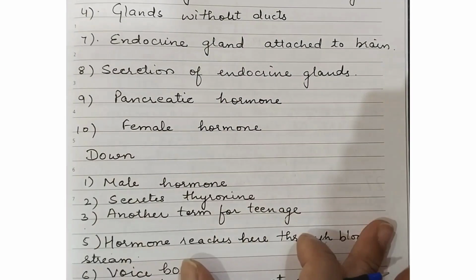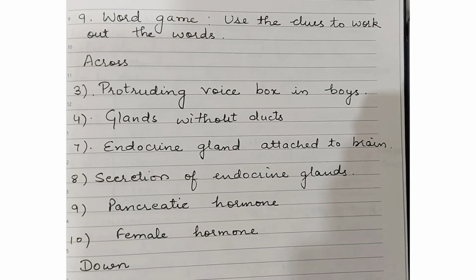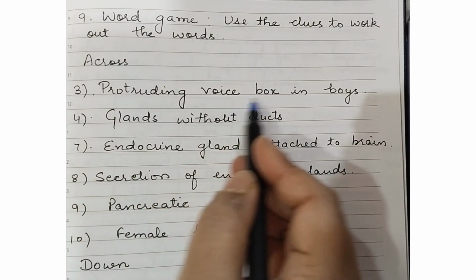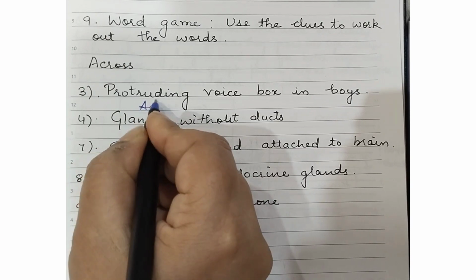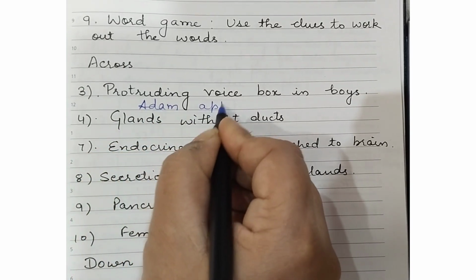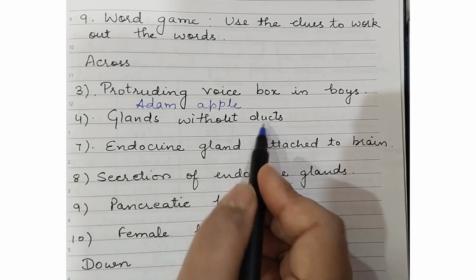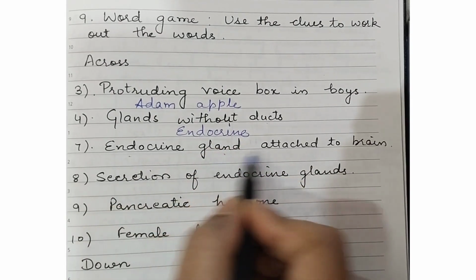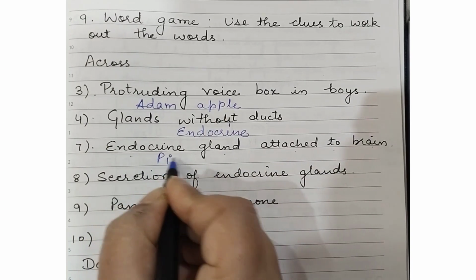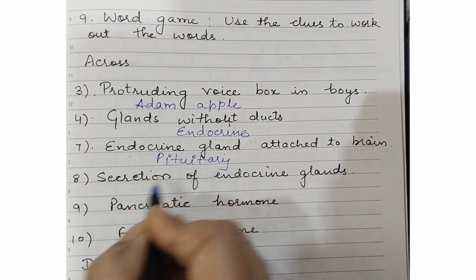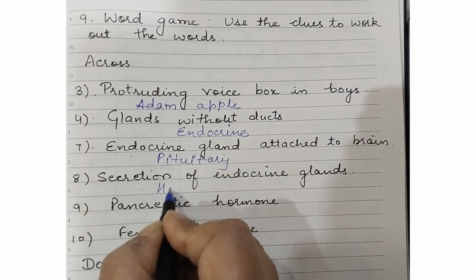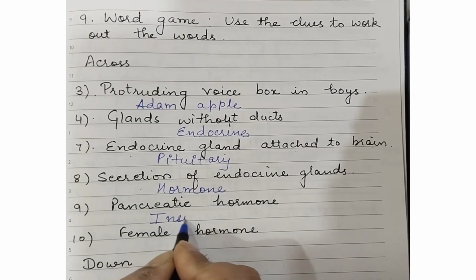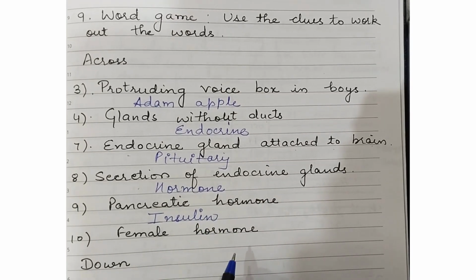Now after doing this question, we'll do our question number 9, word game. Use the clues to work out the words. Protruding voice box in boys, Adam's apple, as you know very well. Glands without ducts, they are known as endocrine glands. Their specialty, they secrete their secretions directly into the blood. Next, endocrine gland attached to brain is known as pituitary. Secretion of endocrine glands, they are known as hormones. Pancreatic hormone, insulin, female hormone, estrogen.